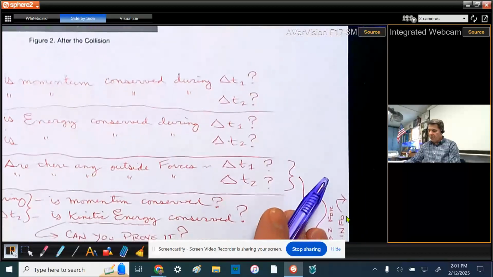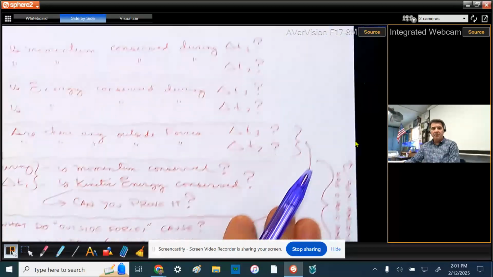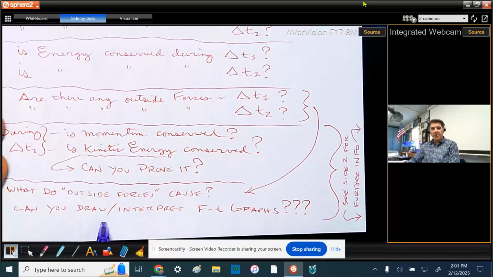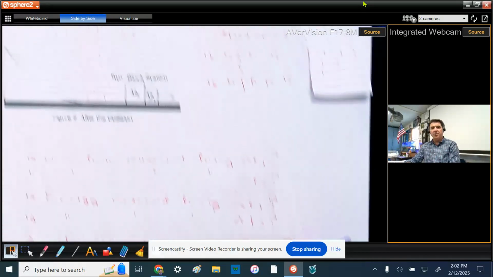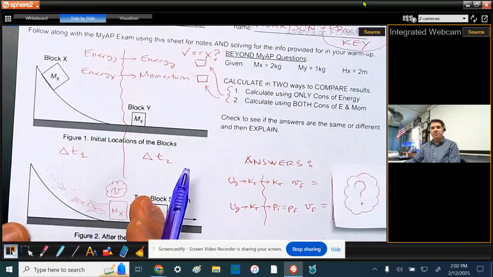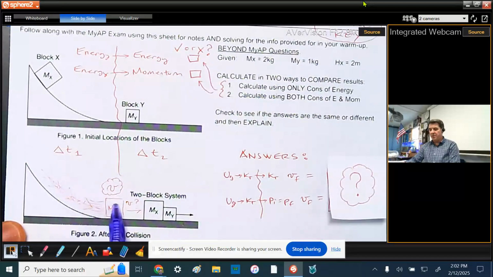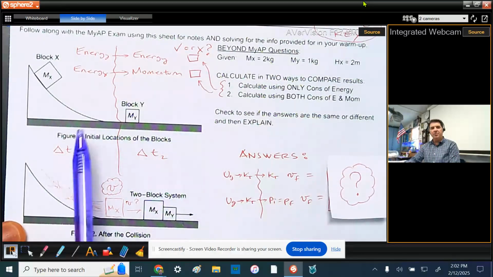Okay, and then what do outside forces cause? And can you interpret or draw and interpret FT graphs? So outside forces are going to cause a change of momentum, right? So is there a change of momentum? Is there in the first section? Yes. Is there a change of momentum in the second section? No. So is there an impulse in the first section?